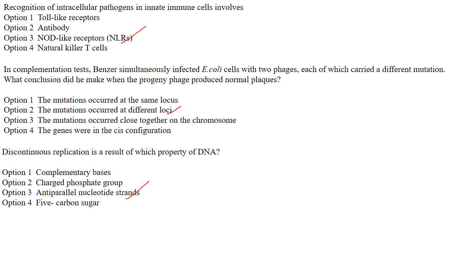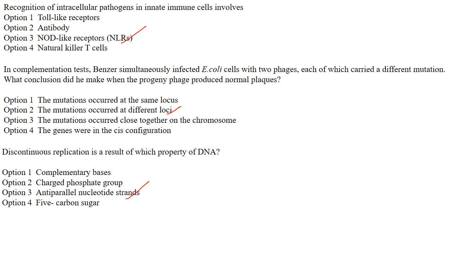Then recognition of intracellular pathogens in innate immune cells involves NOD-like receptors, NLRs. Then in complementation test, Benzer simultaneously infected E. coli cells with 2 phages, each of which carried different mutation. What conclusion did he make when the progeny phage produced normal plaques? The mutation occurred at different loci. That was the conclusion that he made when the progeny phage produced normal plaques.